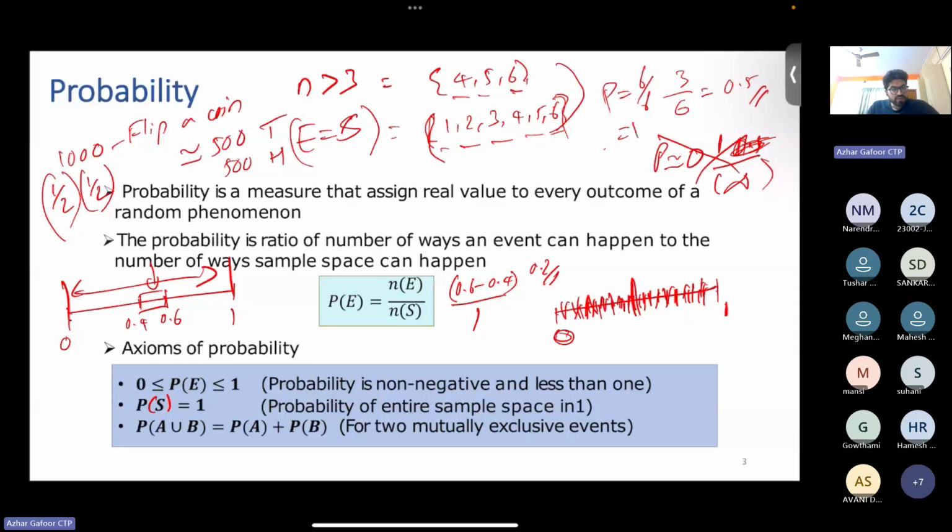Then, if two events are mutually exclusive, so we want to find, let's say, what actually is a mutually exclusive event. First, let us define that.